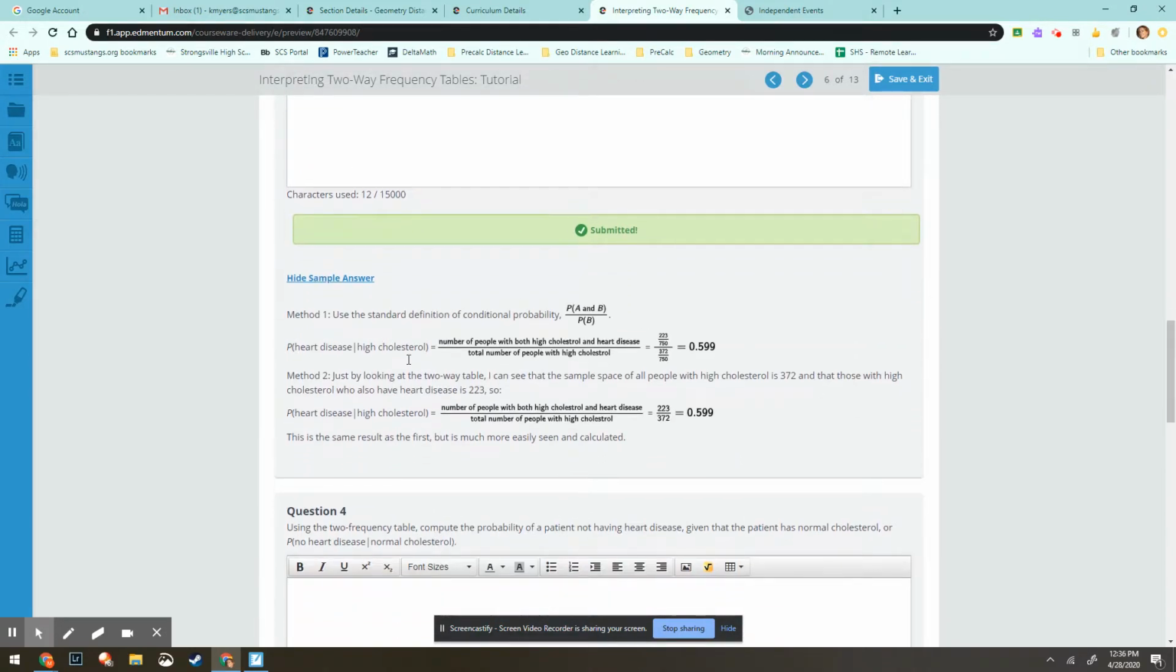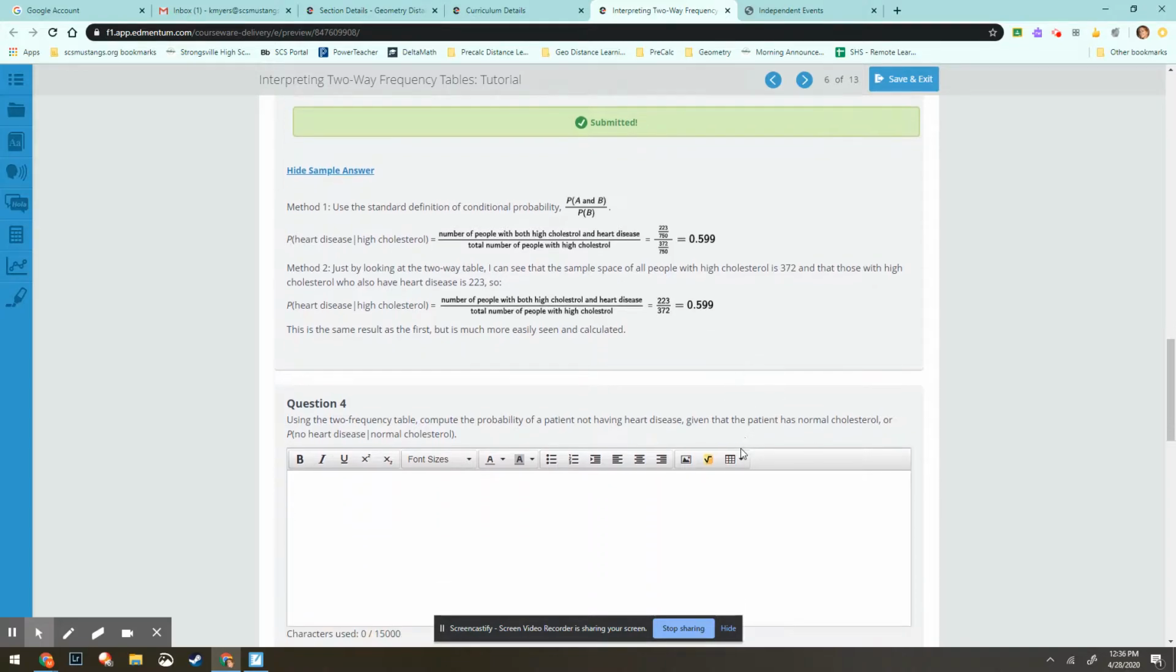Okay, so they walk through that first way of figuring it out. You can do the probability of A and B divided by the probability of B. But I like just restricting the sample space. It's a little bit faster.